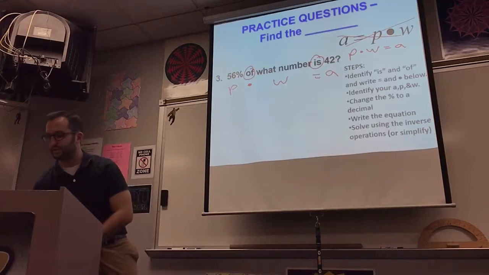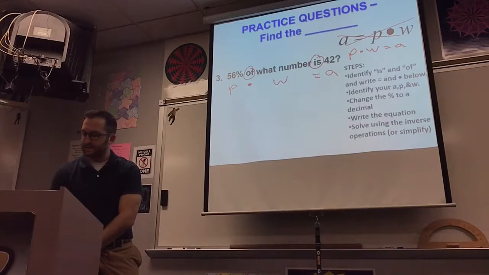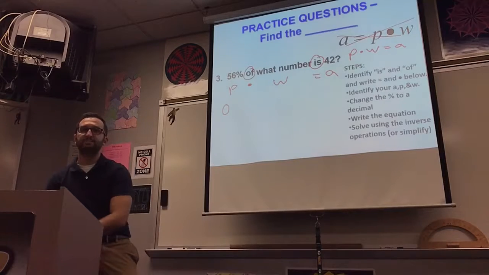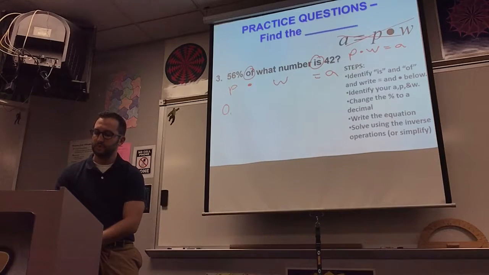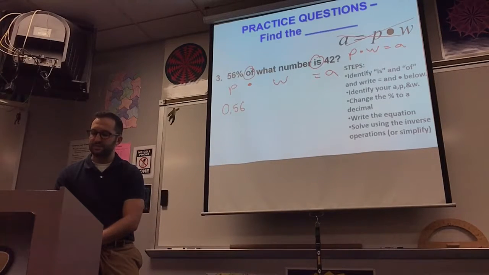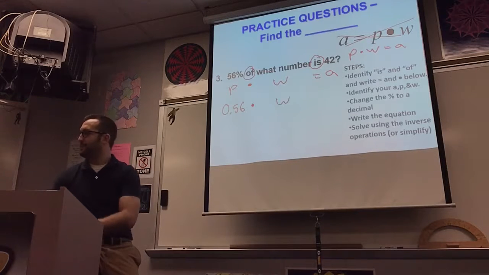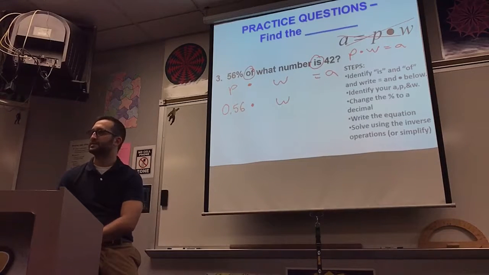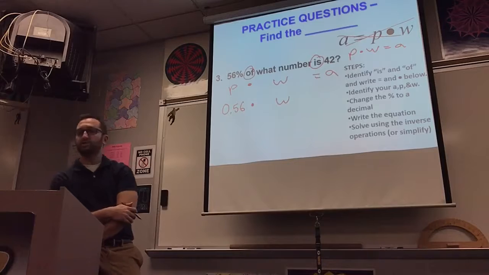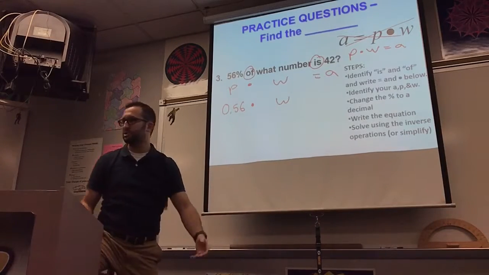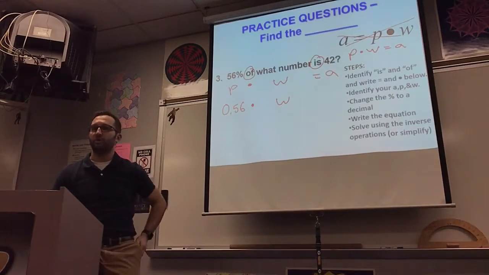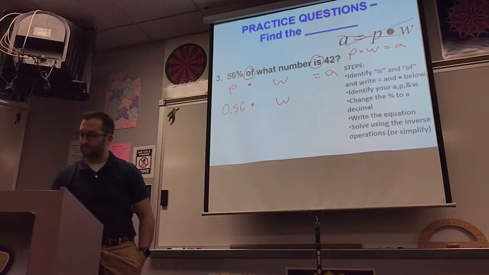We're gonna go a little faster for the last two. So percent is not 56, but 0.56. Where do you think the biggest mistake is for people? They put 56% instead of as a decimal. Could you also put 56 over 100? Sure, if you want to. You would multiply both sides by the reciprocal, and that's fine.